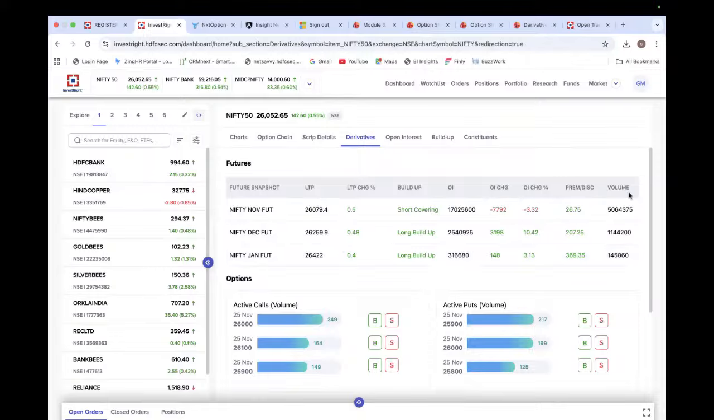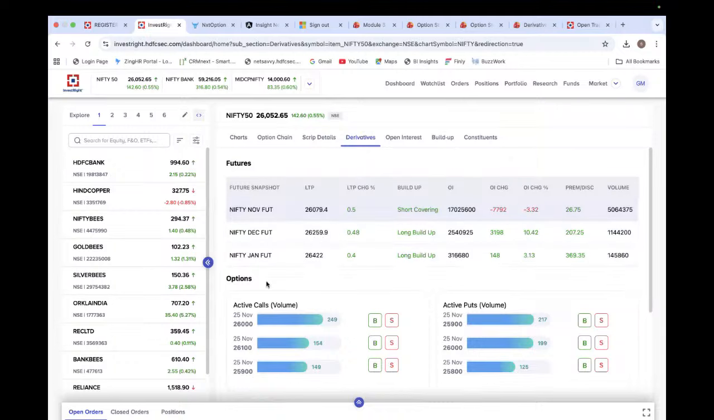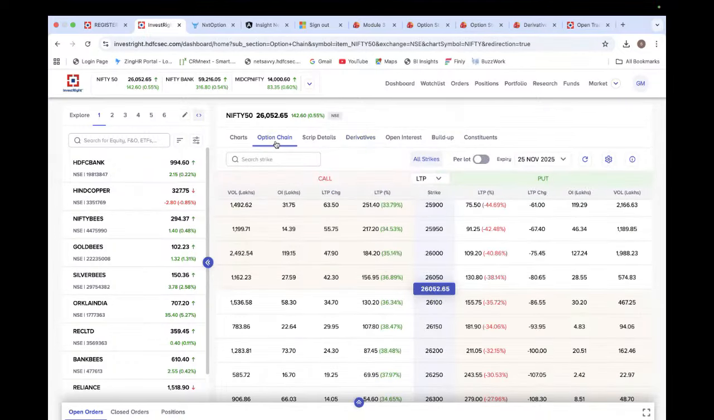You can also see what kind of volume is being traded over here. If I click over here, we can see the buy and sell buttons. You can also go into the chart and see the option chain. Like this we can quickly place the trades as well. Now we talked about the options as well. A very prominent and important feature of option trading, where you can form a view or direction, is the option chain.